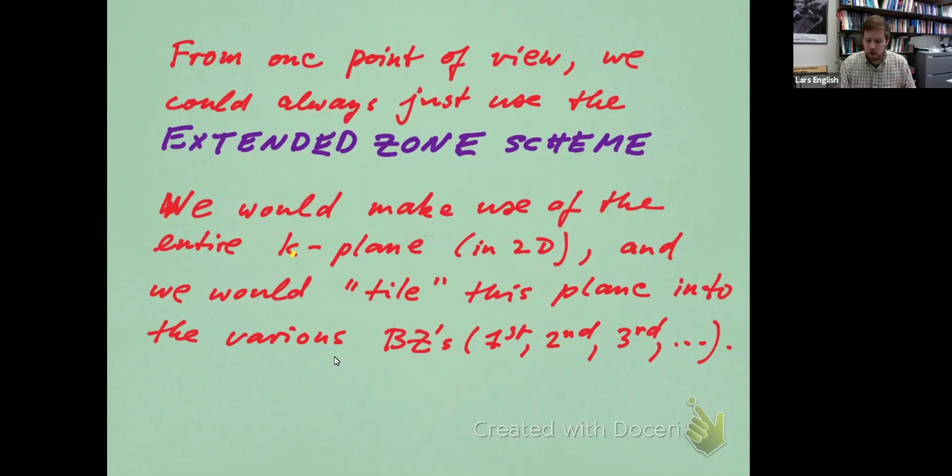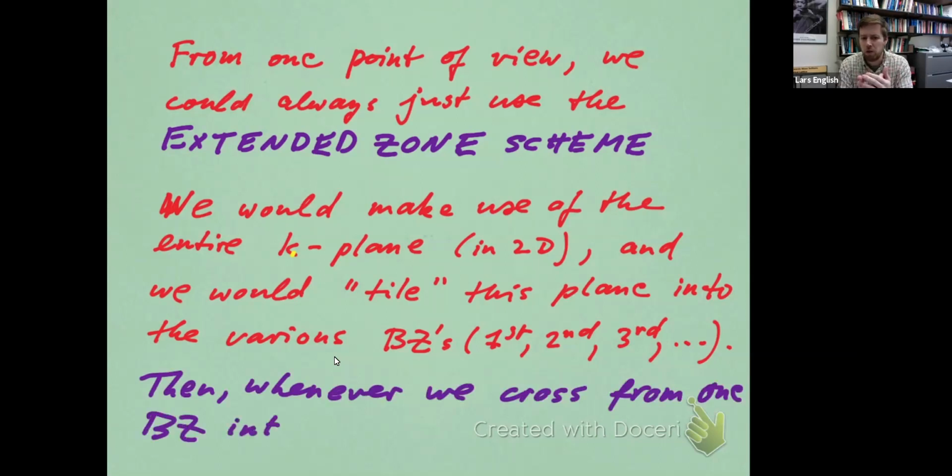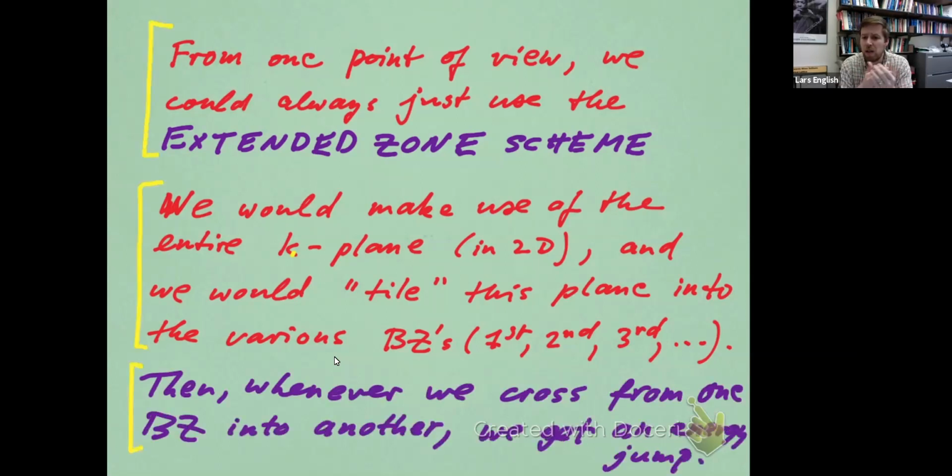Okay, so we would look at that, and whenever we crossed one of those boundaries between 2 neighboring Brillouin zones, then we know we get this energy jump, this energy gap. Right, so this is why it's still important to draw into this K-plane the various Brillouin zones, BZs, because the boundaries between 2 of them tell us where the energy jumps discontinuously. All right, so we could use that scheme.